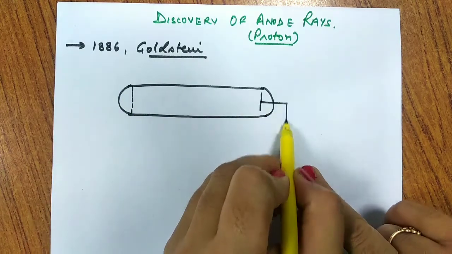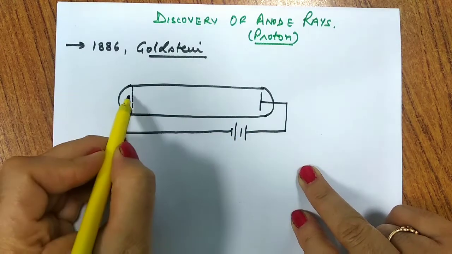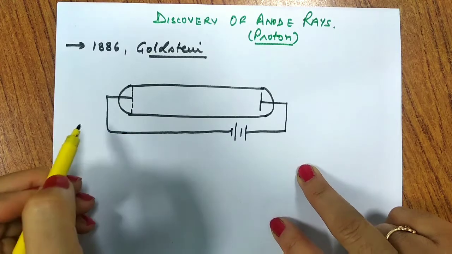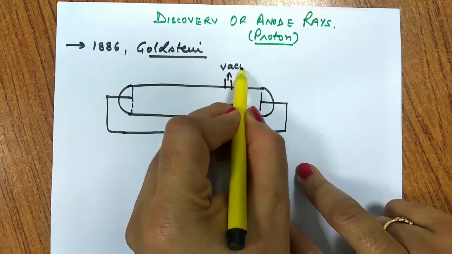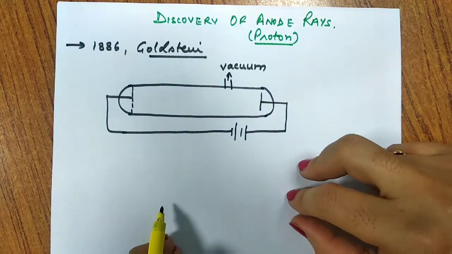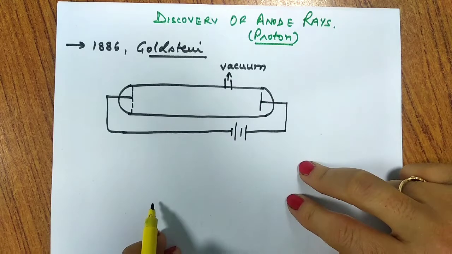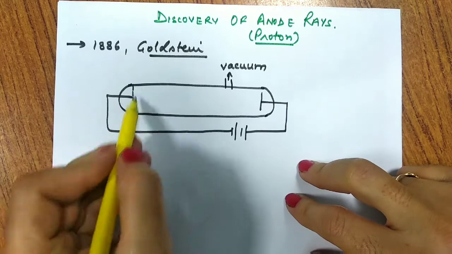So here we have the anode, connected with the electric potential, and here we have the perforated cathode connected with a vacuum pump also, the same way as we have studied in the discovery of cathode rays. High voltage has been applied. What he did is, in the discharge tube, he used a perforated cathode.